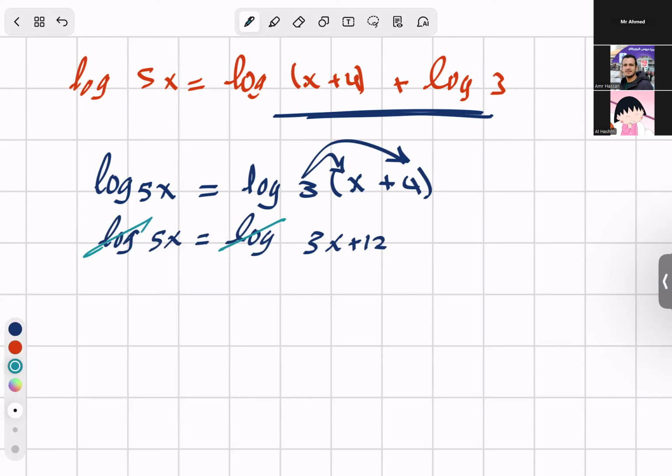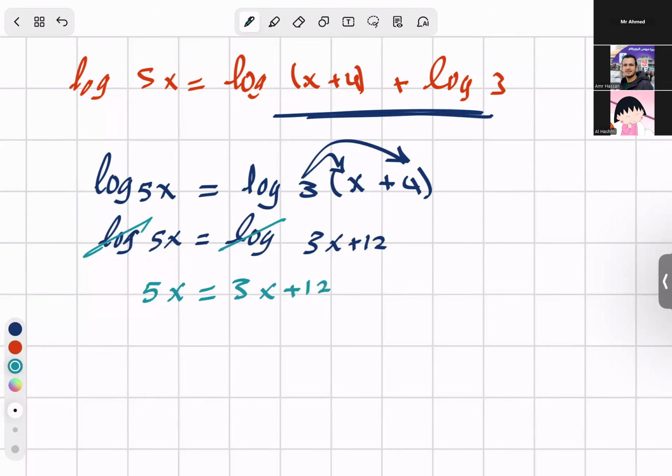Okay, and why did we cancel the logs? When we have the same logarithm written on both sides, with the same base, we need to cancel them out. Okay, so what do I do now? So 5x equals 3x plus 12.